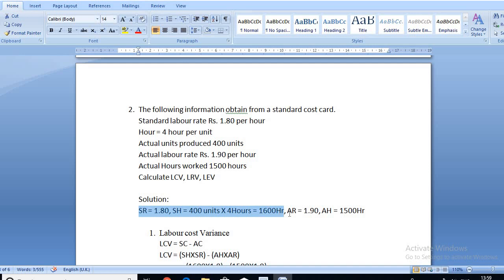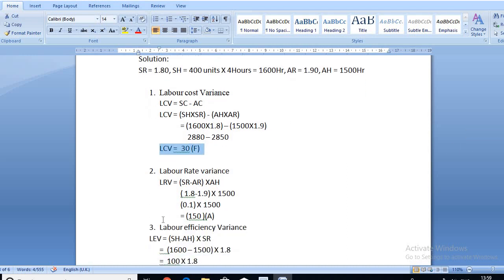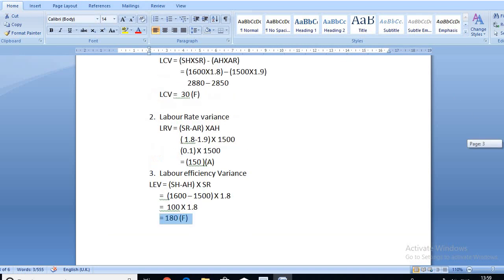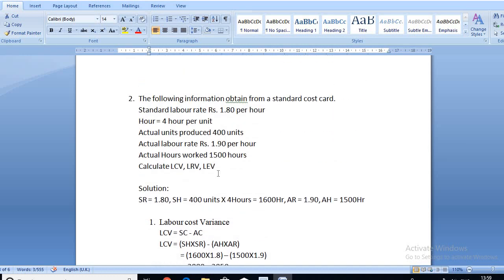SR, SH, AR and AH. Now apply the formula. You will get labor cost variance 30 favorable, labor rate variance 150 adverse and labor efficiency variance 180 favorable. This is the solution for problem number 2. In this problem, the only missing information is standard hours.